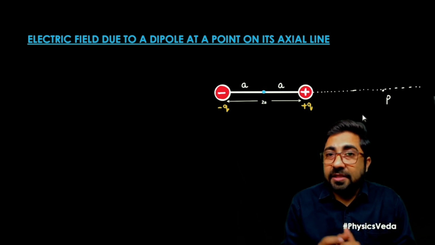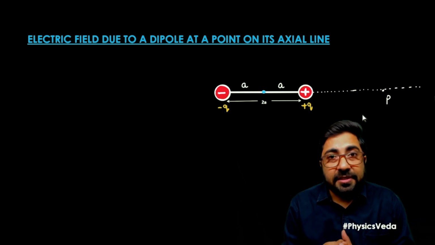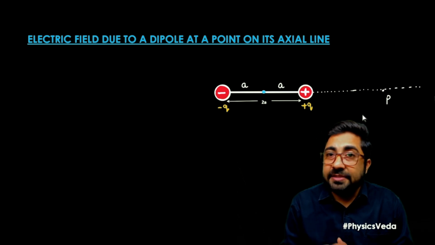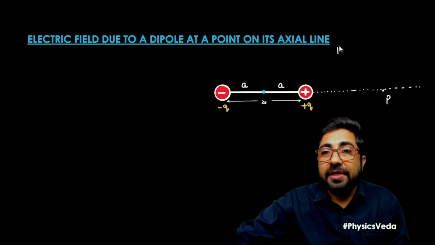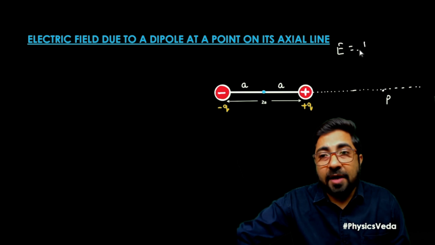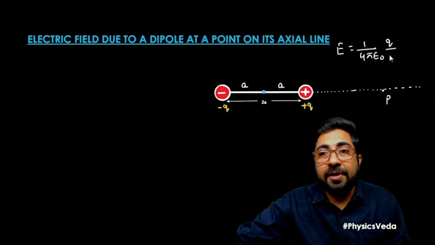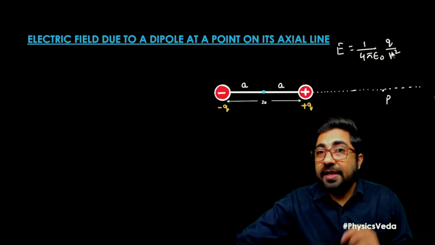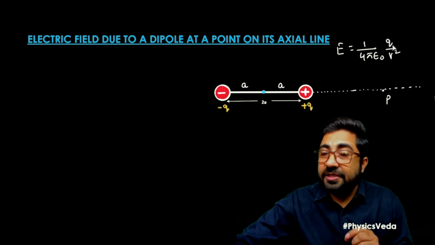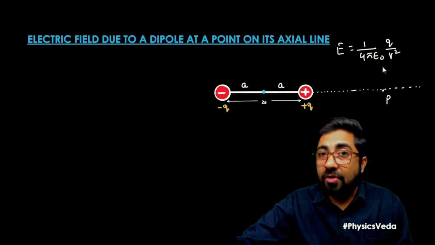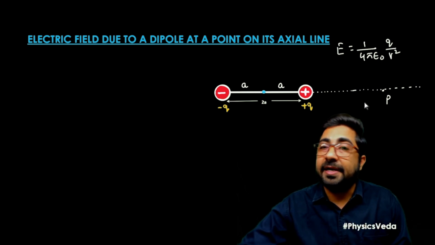We know that the formula for the electric field intensity of a point charge is E equal to 1 upon 4 pi epsilon naught Q upon R square, where Q is the charge by which the electric field is created and for which we are calculating the electric field.